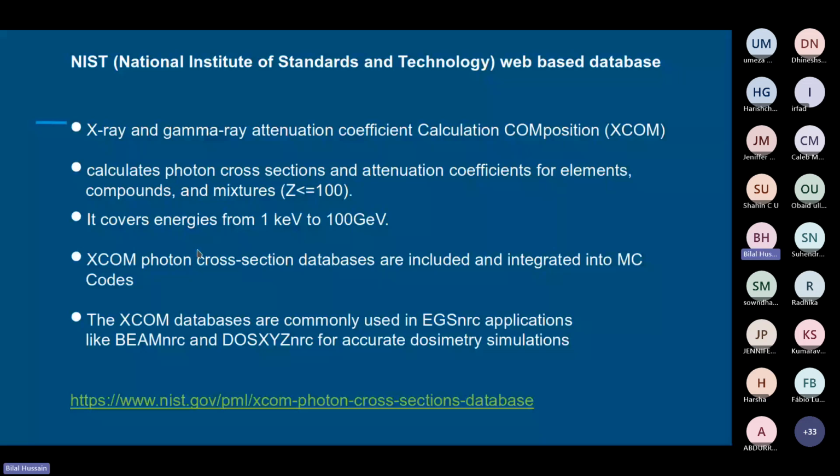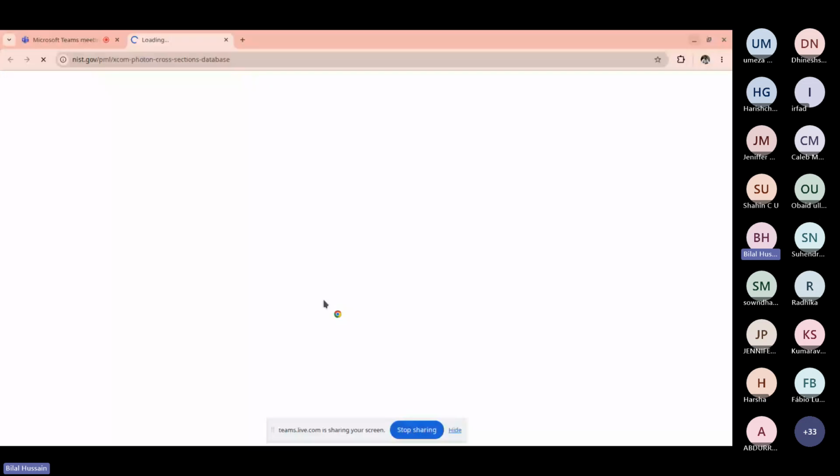I'll show you the raw data, how it looks and how to use it. The XCOM databases are commonly used in EGSnrc. Today I will be showing demonstrations with one of the codes. Now I want to move on to the actual XCOM data and how it looks.